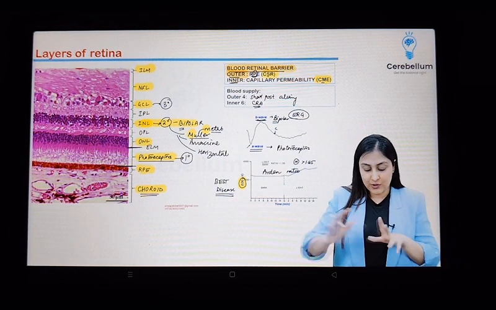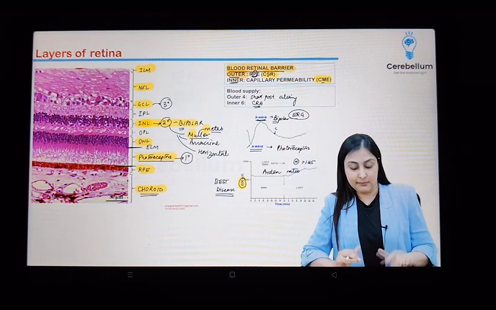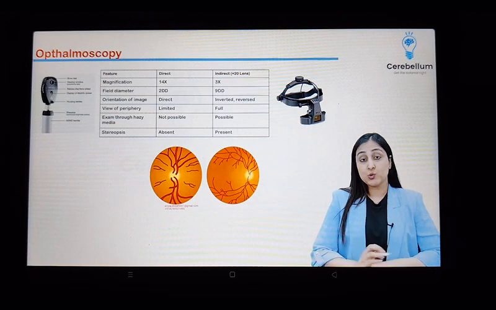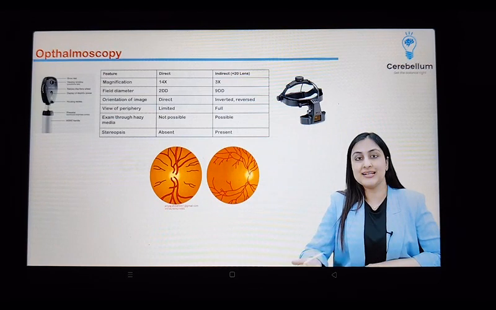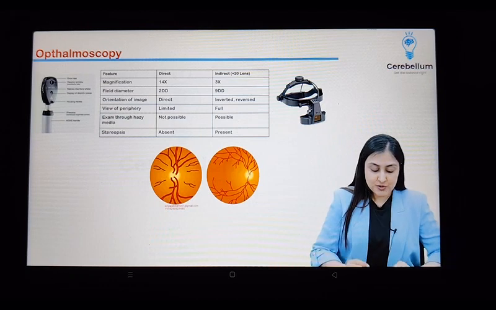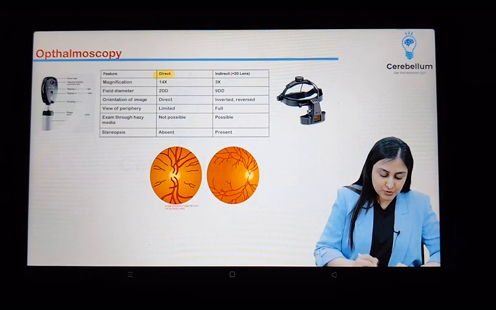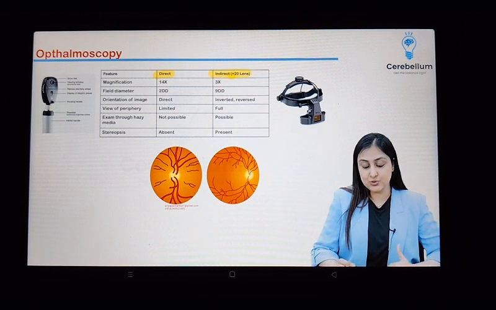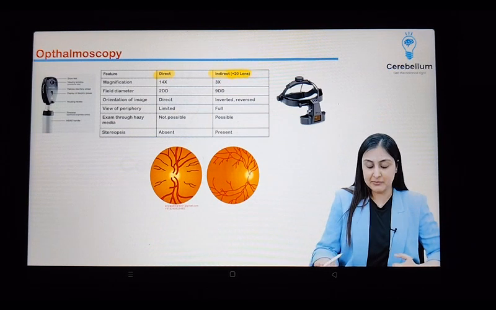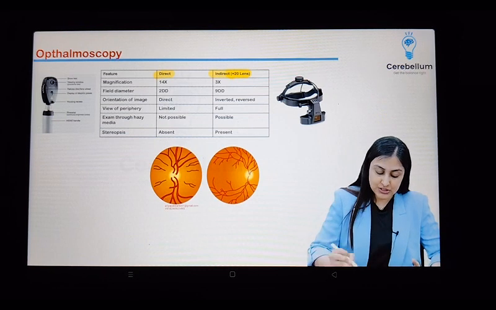Okay, so this is all about a lot of questions of retina compiled for you. Ophthalmoscopy: you get questions from this because this is very basic. As undergraduates, you must have done at least direct ophthalmoscopy in your life. Here I'm showing you a direct ophthalmoscope, whereas this is indirect ophthalmoscopy, in which we normally use a +20 diopter lens.